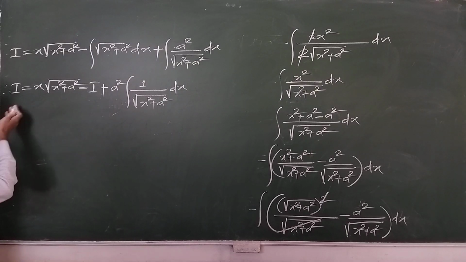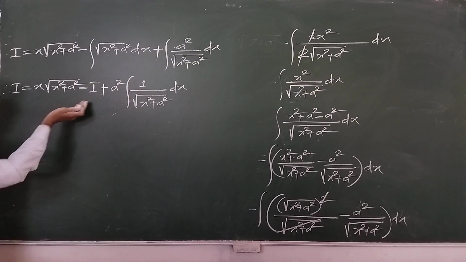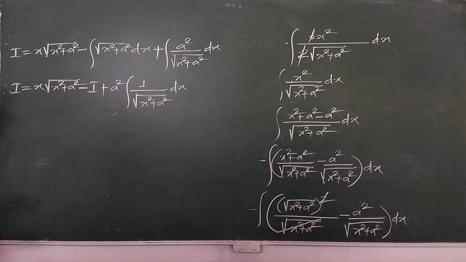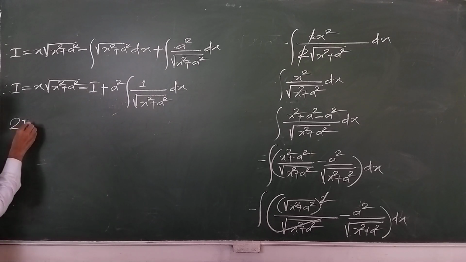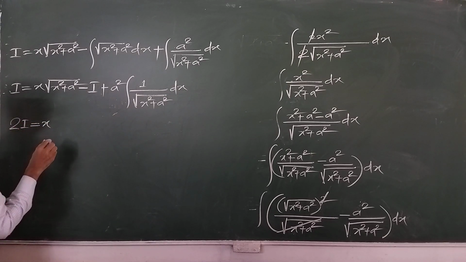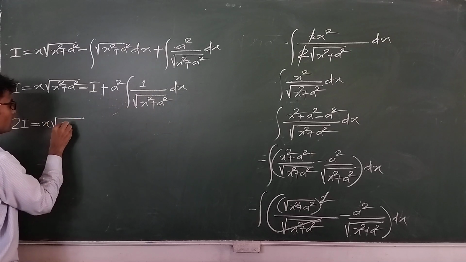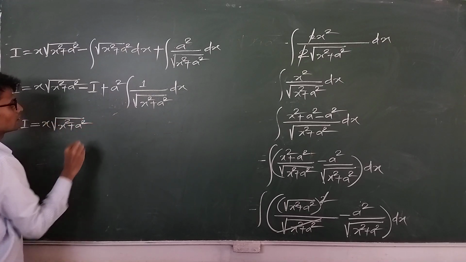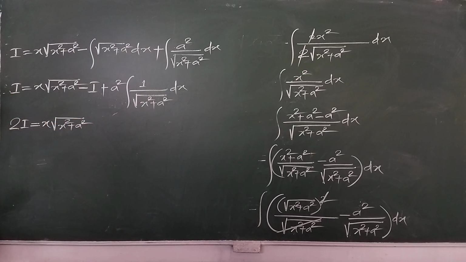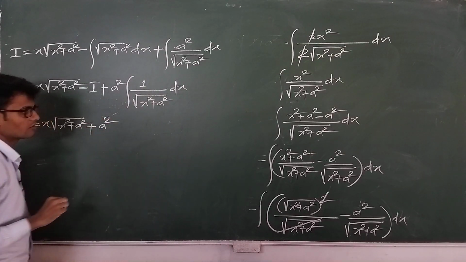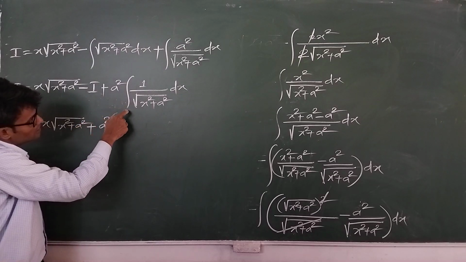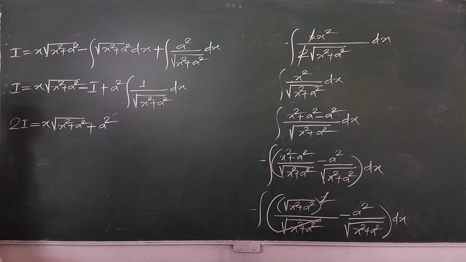So therefore, you take the minus sign to this side. It becomes I plus I, and I plus I equals 2I. So 2I is equal to x into the square root of x square plus a square, plus a square, you write. Now you apply integrals of particular functions for this one.